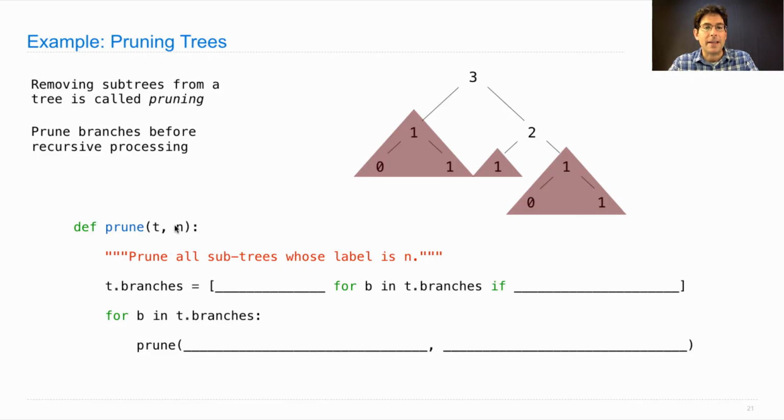Now t.branches might not have all the old branches in it, so this says iterate through the branches that remain, calling each one b, and prune that branch, using n as the label we're looking to prune. And that's it. We don't need to return, because the purpose of the prune function is to remove subtrees, not to compute a new value.